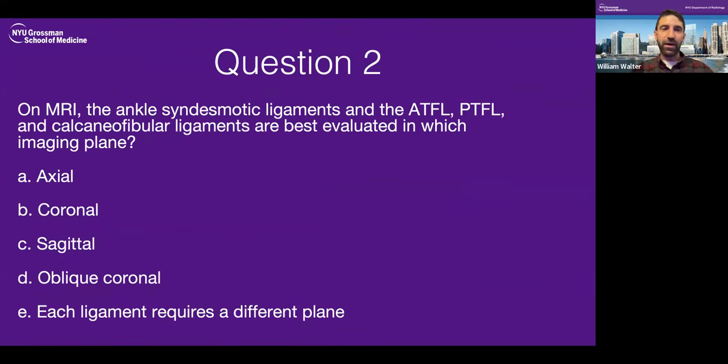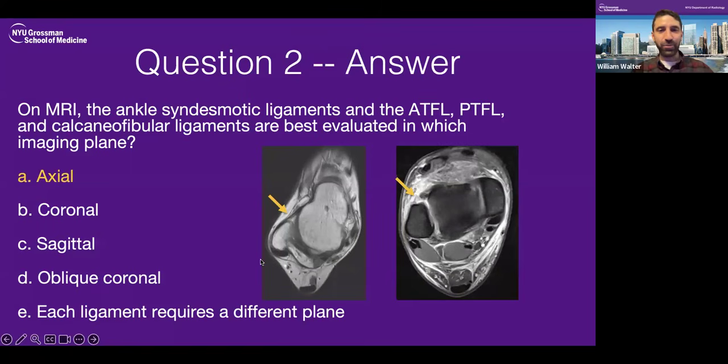All right, here's question two. On MRI, the ankle syndesmotic ligaments and the lateral ankle ligaments, ATFL, PTFL, and CFL, are best evaluated in which imaging plane? Axial, coronal, sagittal, oblique coronal, or each ligament requires a different plane? All right, so majority get A, that's correct. I wouldn't have expected any different. Axial plane is best for imaging the ligaments of the ankle.